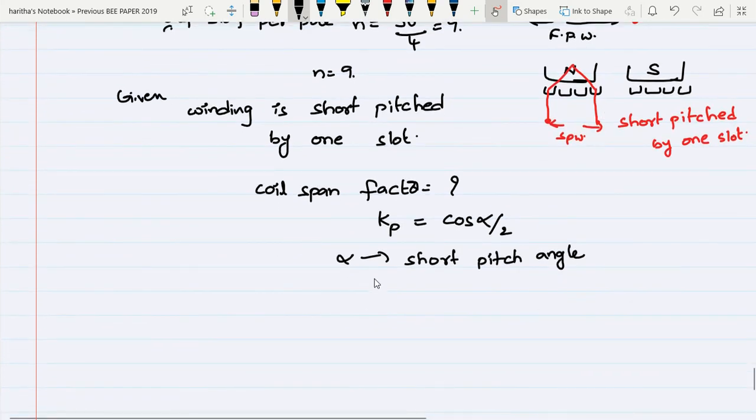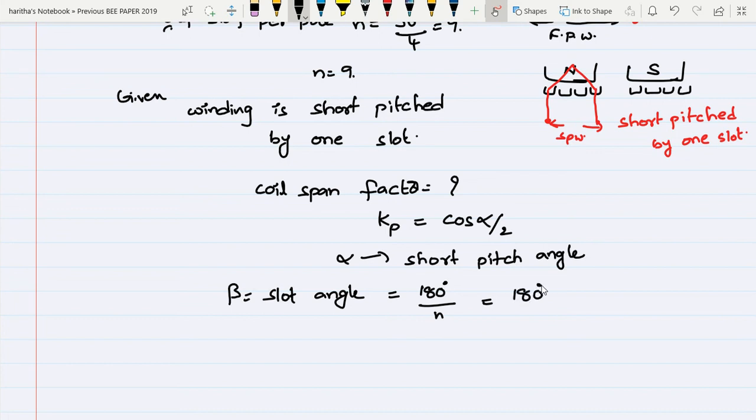And how can you find out the slot angle? There is a formula for slot angle. Slot angle is equal to 180 degrees divided by n, and the slot angle is indicated with beta. 180 divided by n, and n we got as 9. So 180 by 9 is 20 degrees. Each slot angle is 20 degrees. Suppose the winding is short pitched by two slots, then how much will the alpha value be? 2 into 20, 40 degrees. Here the winding is short pitched by only one slot, therefore alpha is equal to 20 degrees.